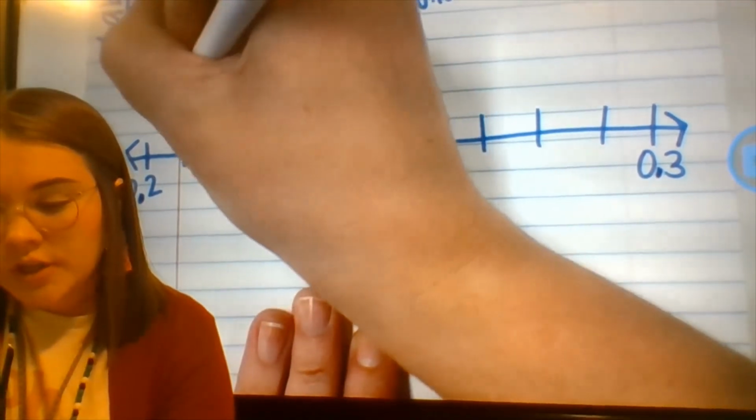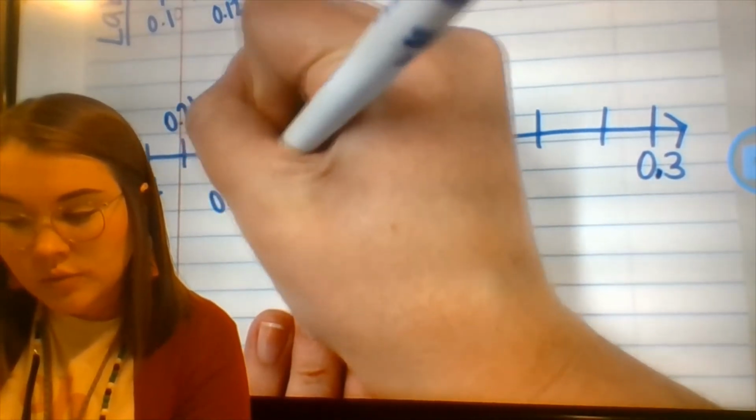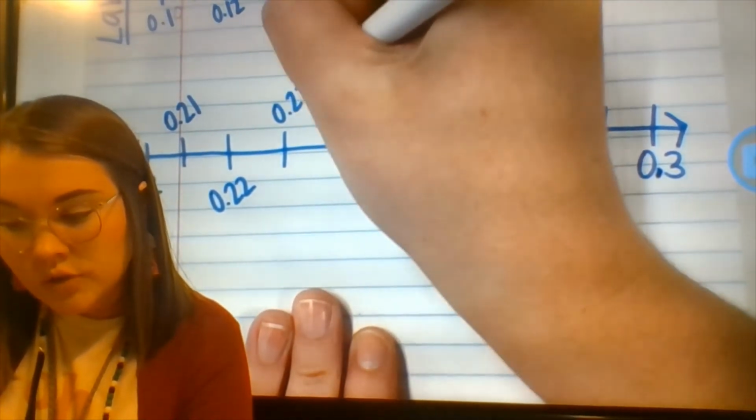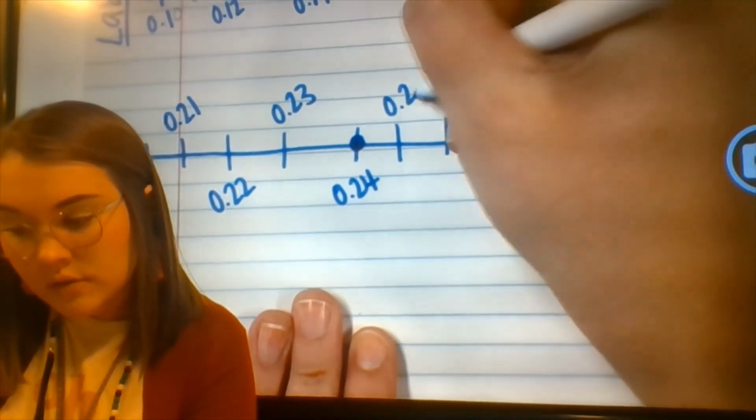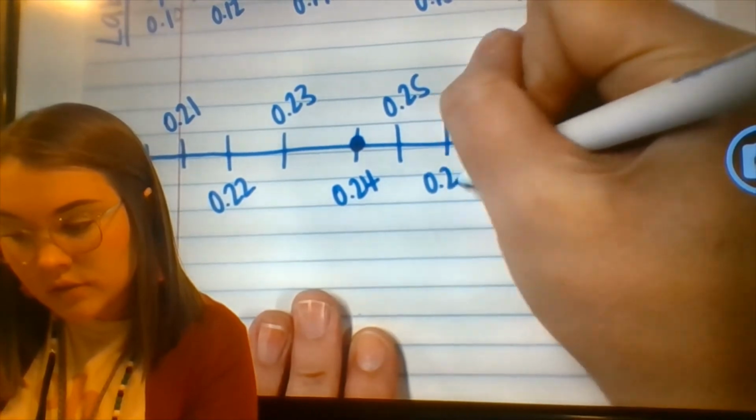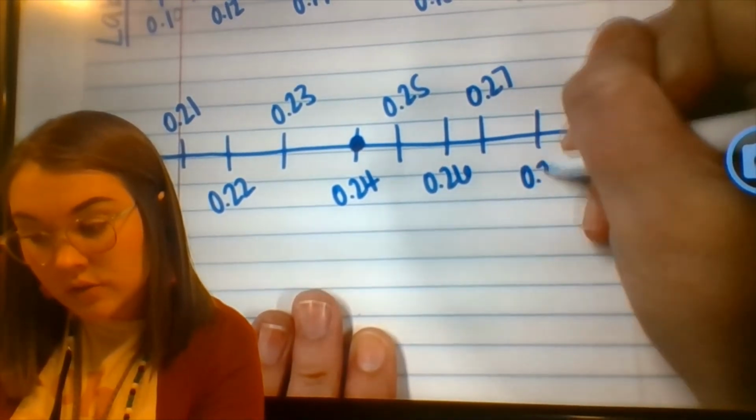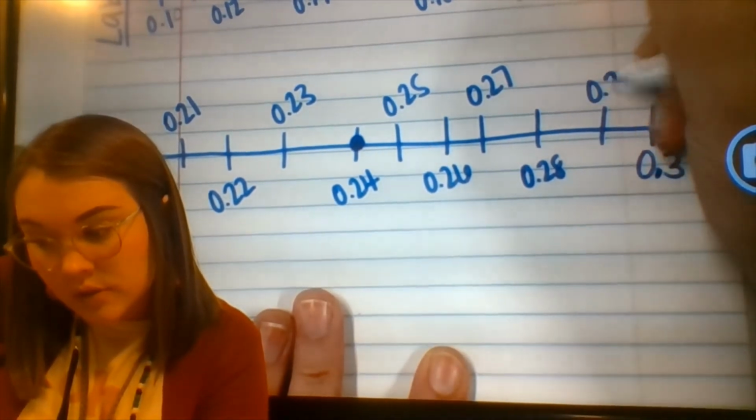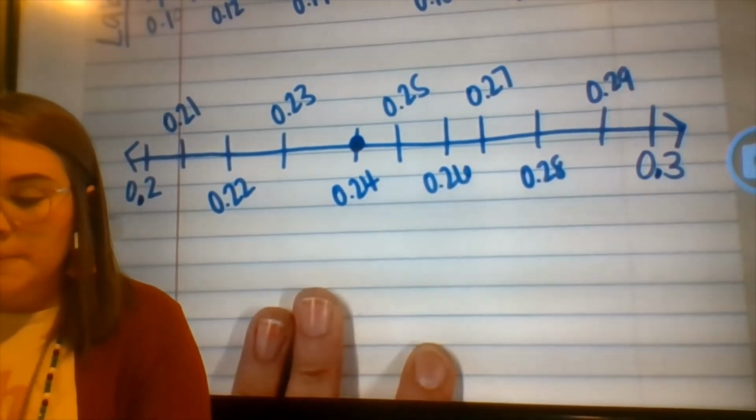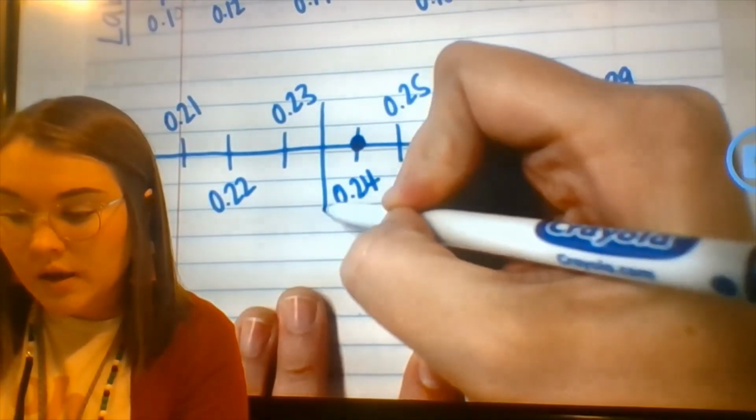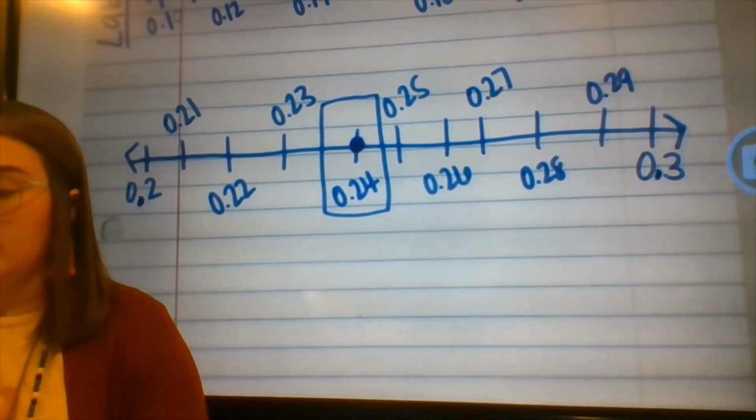Okay, so you should have done 21 hundredths, 22 hundredths, 23 hundredths, 24 hundredths, 25 hundredths, 26 hundredths, 27 hundredths, 28 hundredths, 29 hundredths, and then 3 tenths or 30 hundredths. And then you should have put a box around 24 hundredths because that is what that number line is showing.